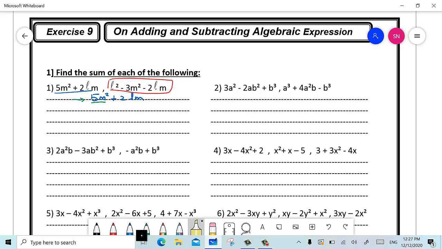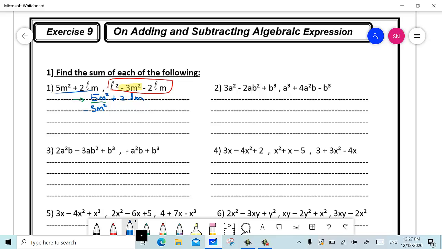And the term here that has m squared is negative 3m squared. And we said before that we take any term with the sign before it. So here I'm having negative 3m squared. So simply I am going to write the first term as negative 3m squared to have all the like terms under each other.